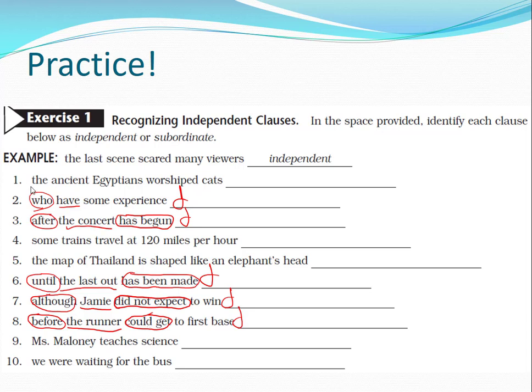Let's see, number 1. For number 1, we have the ancient Egyptians, subject, worshipped, verb. For number 4, some trains, subject, travel, verb. Number 5, the map of Thailand, subject, is, verb. For number 9, Miss Baloney, subject, teaches, verb. And number 10, we, subject, were waiting, verb. Excellent.